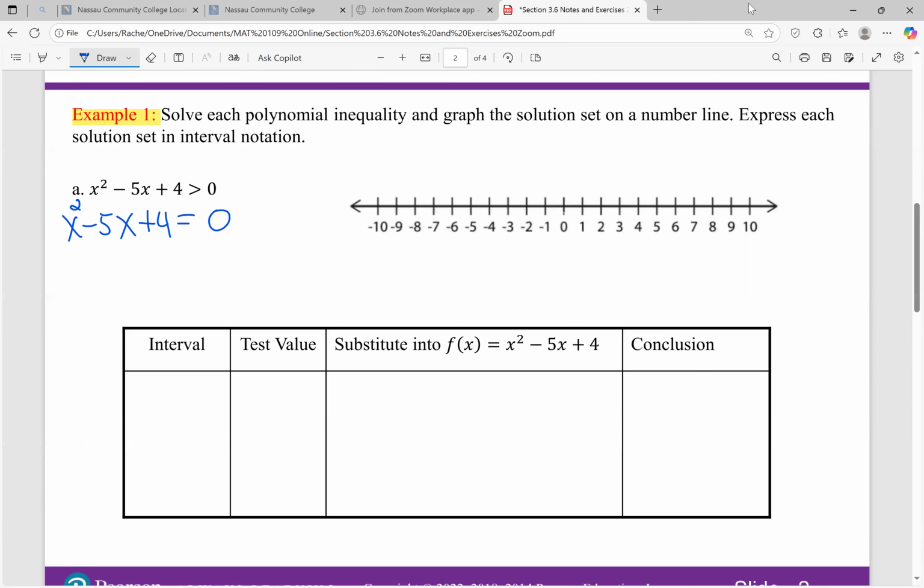And you guys know how to solve this. This is a quadratic in standard form, right? So if we're able to factor this, we could set each factor equal to 0 and solve. In order to factor x squared minus 5x plus 4, we're going to have x minus 1 times x minus 4, because negative 1 times negative 4 is positive 4, and negative 1 plus negative 4 is negative 5, which is our b, right?